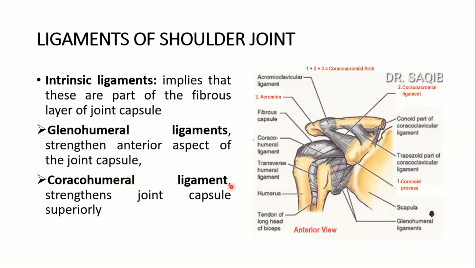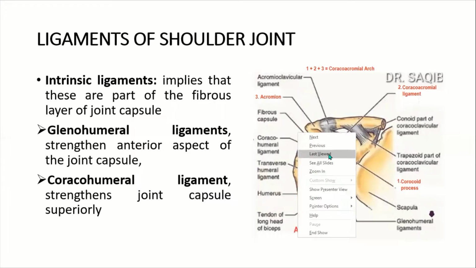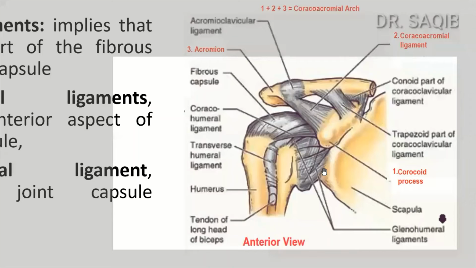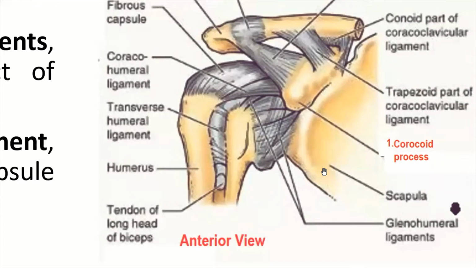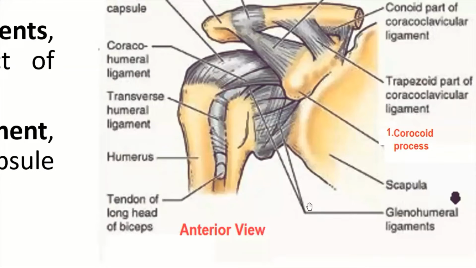And then is a coraco-humeral ligament. This is the coraco-humeral ligament, strengthening the joint capsule. This strengthens it superiorly, right? So let me enlarge it for you over here. So these are the glenohumeral ligaments, right? They are in fact superior, middle, and inferior over here. And this is the coraco-humeral ligament, present superiorly.